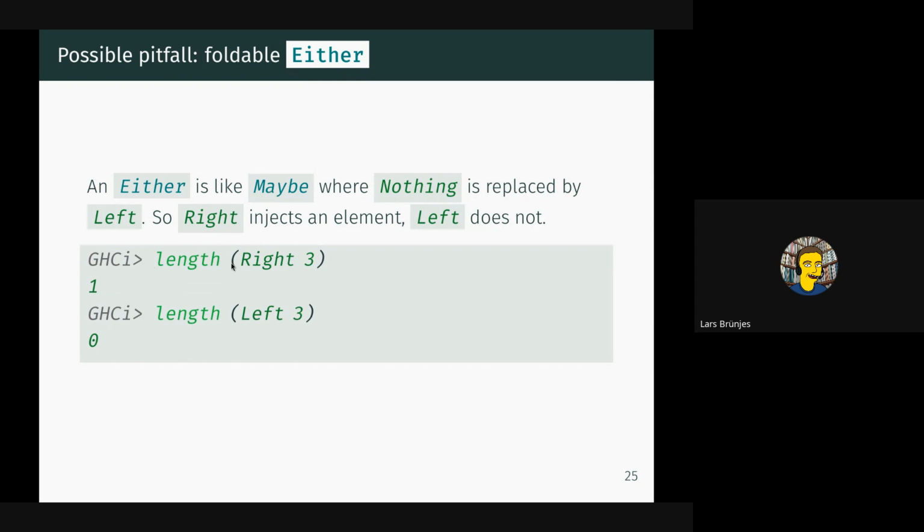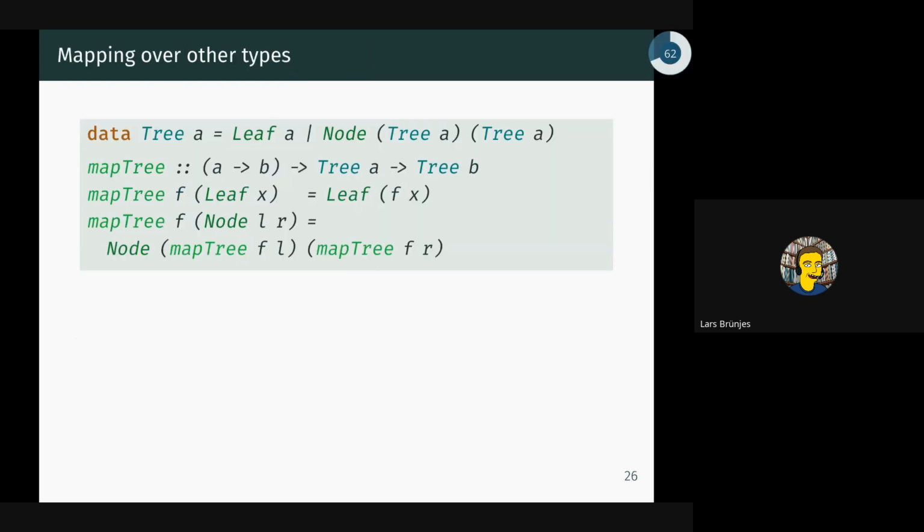So if you look at this example here, if it's a Right, then it will be considered a container that contains 1 element, namely the 3. So the length is 1. There is one 3 in there, but Lefts don't count. They are like Nothing. So the length of a Left would be 0. It's also a bit weird. And this is all almost degenerate containers, containers that contain 0 or 1 element, or exactly 1 element.